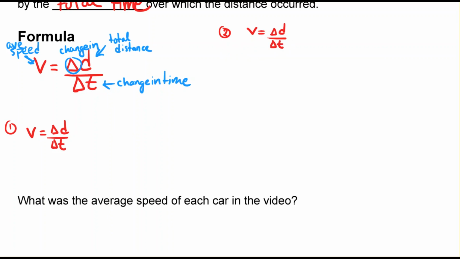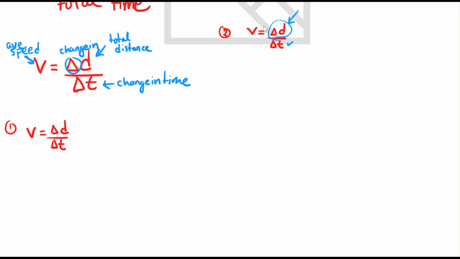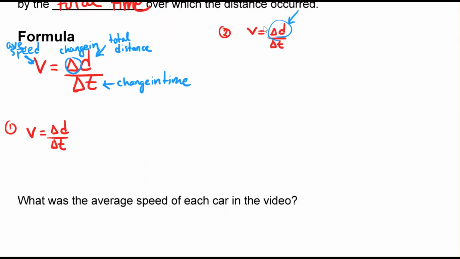And so let's rearrange for delta D. Let's say we had a question that wanted us to find the change in distance, but it gave us both of these. Well, all we have to do is rearrange this. All we have to do is be able to rearrange this for delta D. So let's do that right now.